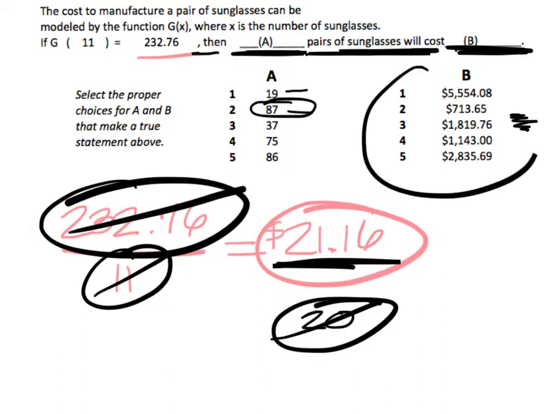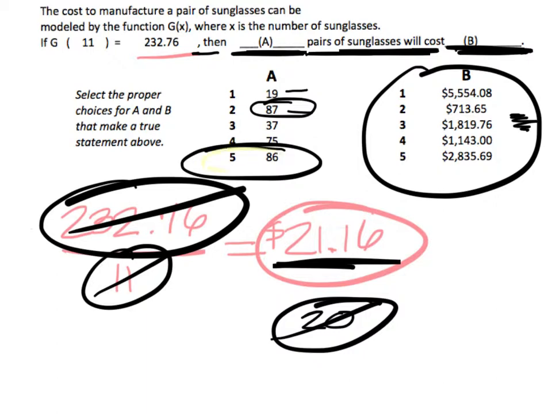Over here? No? Okay, well, let's try 75 times 21.16. Do you see a 1587 over there? I don't see a 1587. Well, what about the 86? 86 times 21.16. Do you see an 1819.76 up there? So our choices are 5.